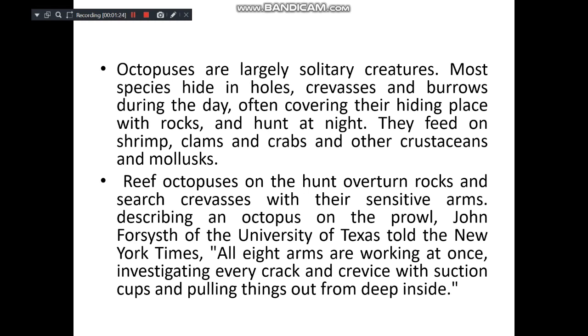One example how clever they are in catching, even collecting the food: reef octopuses. While hunting, they even overturn the rocks, even search the crevasses with their very sensitive arm. Based on their brilliance, John Faustus, who is from the University of Texas, says all eight arms are working at once. They can work at once, investigating every crack and crevice.